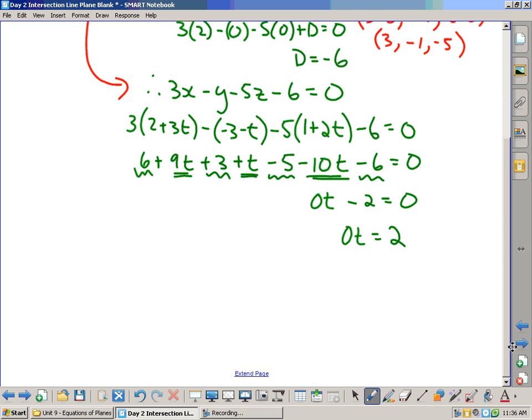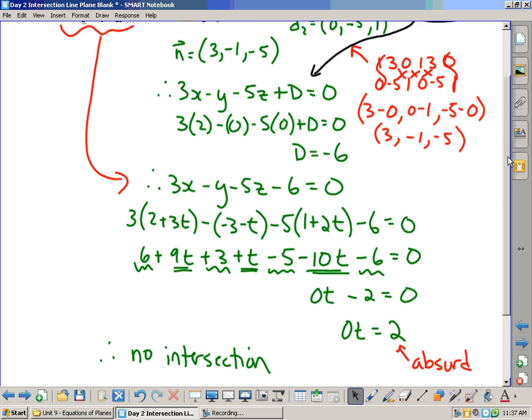That, as we like to say, is absurd. It's impossible. There's no value for t that you can multiply by 0 to get 2. So, since this is absurd, that means that when I check the substitution, when I plug the one into the other to find the point of intersection, there isn't one. So therefore, there is no intersection. So it must have been that this line was parallel and distinct from the plane.